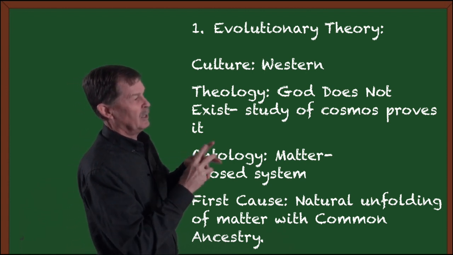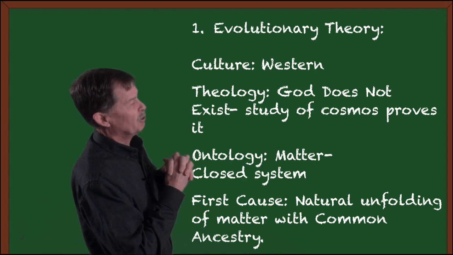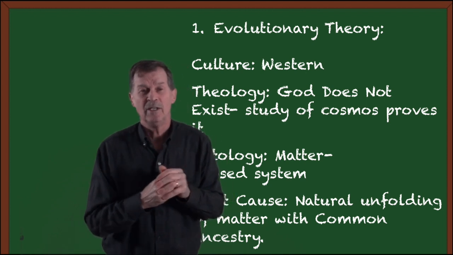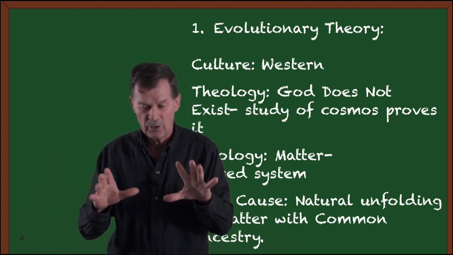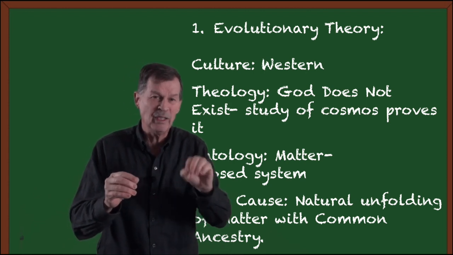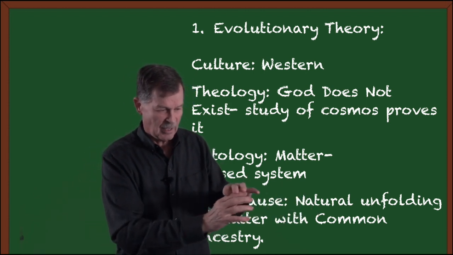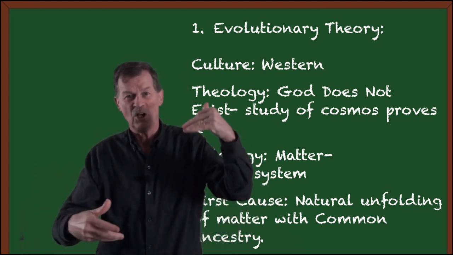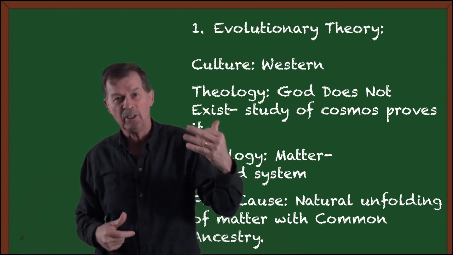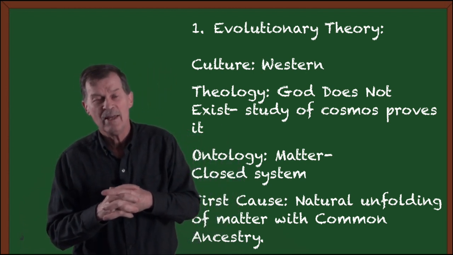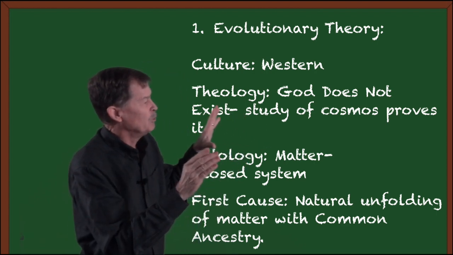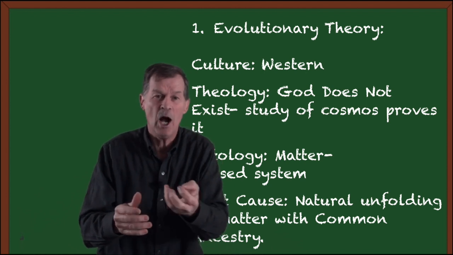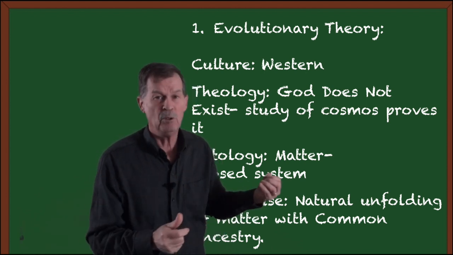First cause. Again, just the name of the evolutionary theory is a natural unfolding of matter with common ancestry. So in other words, both these models are looking at everything as related, that it all started with a very simple beginning, and then as everything began to unfold slowly and gradually and through different methods, this produced all the ancestry that is, and all the ancestry has a common ancestry from a very beginning point.